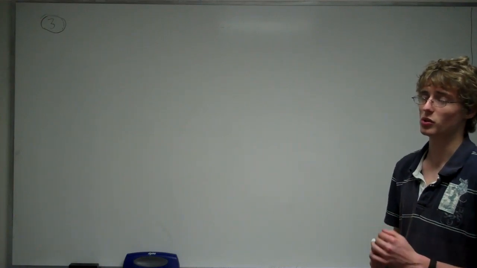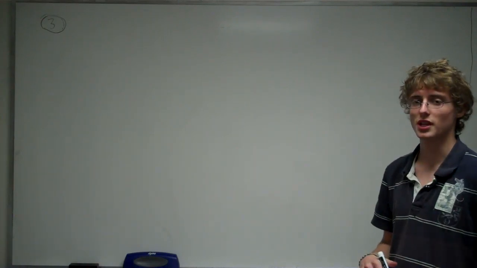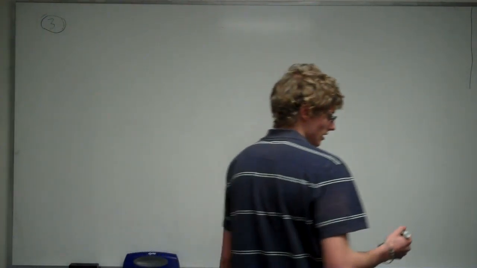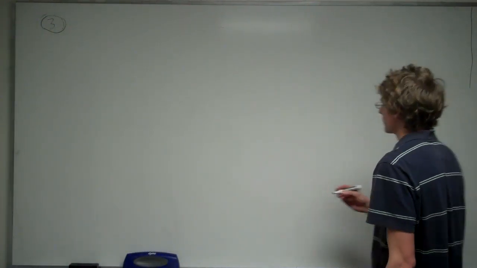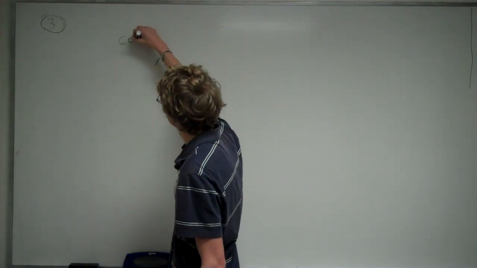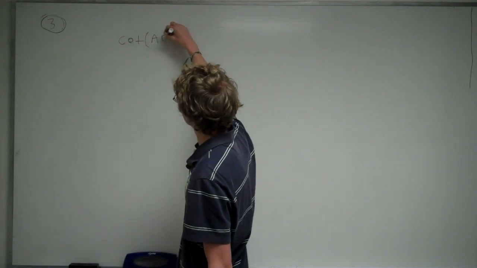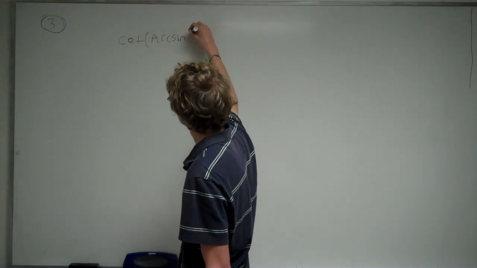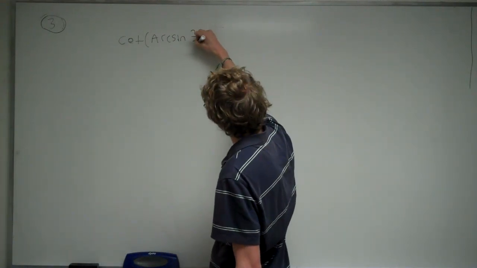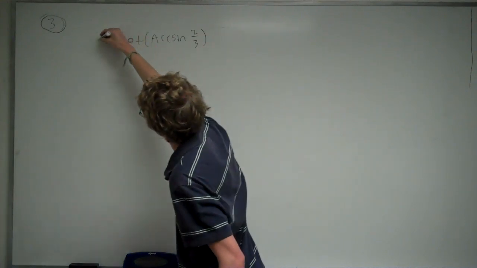This is question number 3. Form code, test form code A, part 2, the tear-off section. Alright. The question reads, evaluate the following. The cotangent of arc sine of 2/3, that's part A.